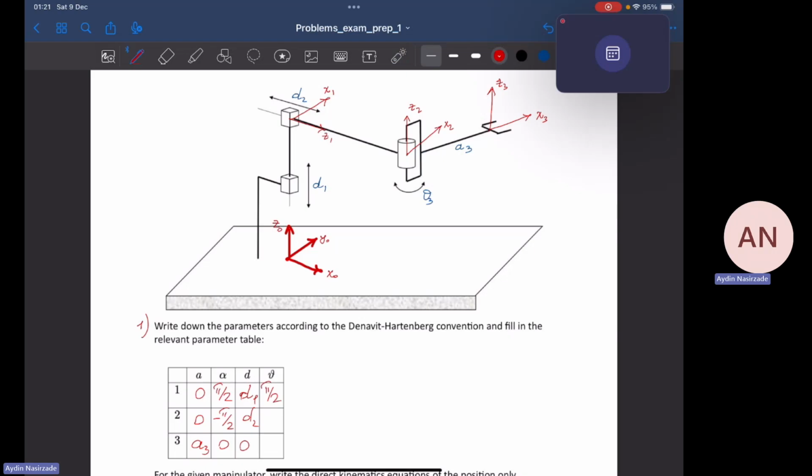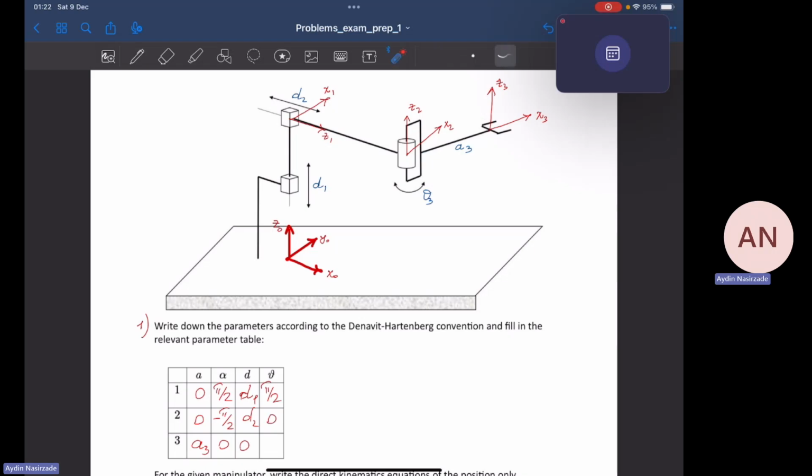Now we are going to find theta 2. What is the question for theta 2? The question is: around z1, by what angle I have to rotate x1 so that it can align with x2? As can be seen, they are already parallel to each other, right? So there is no need for any rotation around z1. So it's going to be 0.